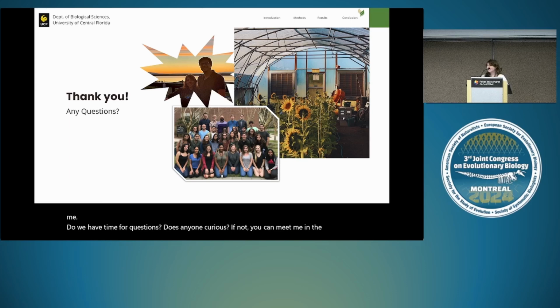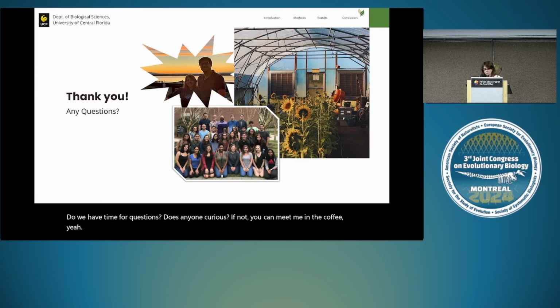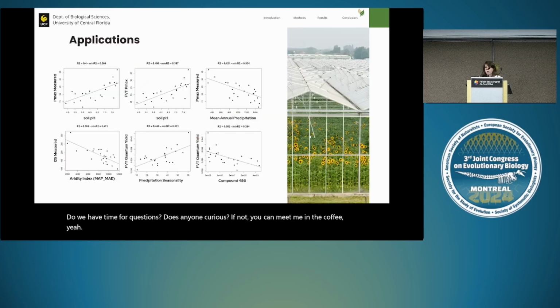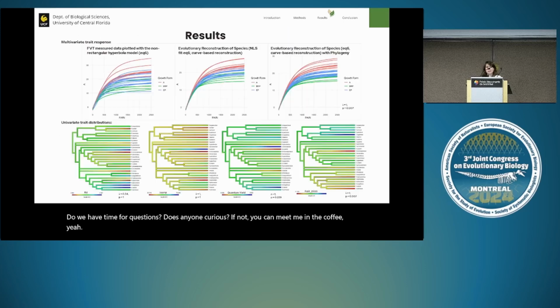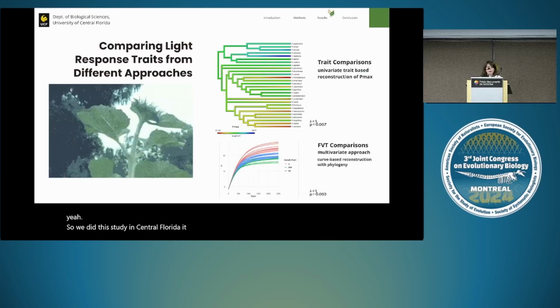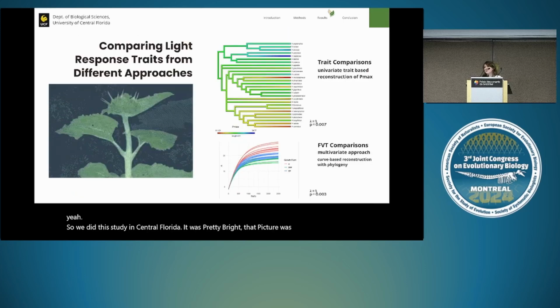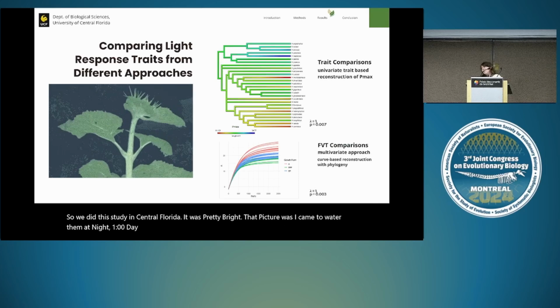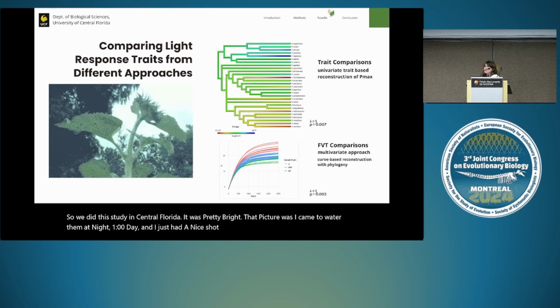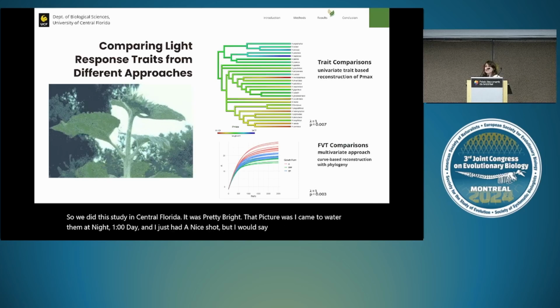What were the ambient light conditions in the greenhouse? Were they pretty bright? So we did this study in Central Florida. It was pretty bright. That picture was, I came to water them at night one day, and I just had a nice shot. But I would say at least 1,000 PAR.